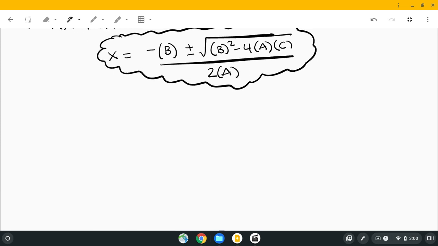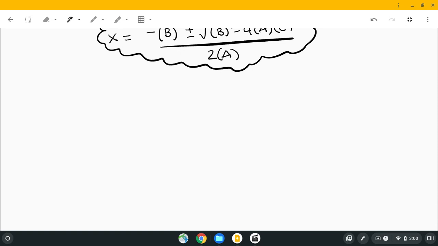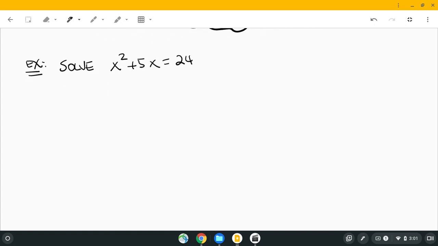All right, so let's take a look at an example where you have to use this, or not where you have to use it, but where you can. So here's your quadratic: x squared plus 5x equals 24. Again, we need to make sure that this is set equal to 0. So x squared plus 5x minus 24 equals 0. So a is going to be 1, b is going to be positive 5, c is going to be negative 24.